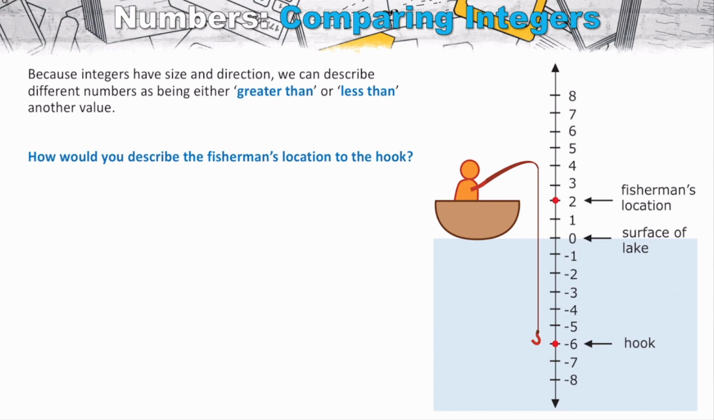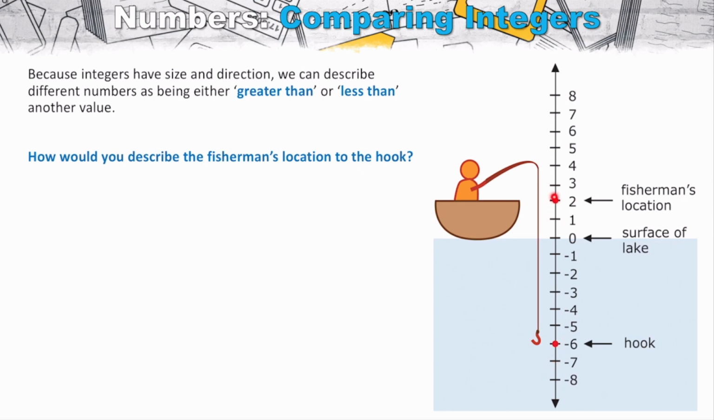Now, we always have a reference point. Sometimes our reference point might be the surface of a lake, for example, all right? Anything above the lake will be a number above, whether that's meters, centimeters, whatever the unit is. Anything below will be a negative number because it has direction. Okay, now we can compare the locations of different places. So the fisherman's location we've put at 2 on our scale here, and the hook of our fisherman is at -6. And we can compare them. We can say, well, is our fisherman above or below the hook?